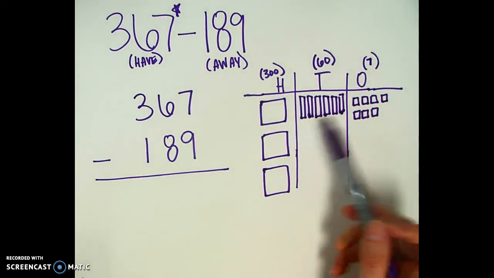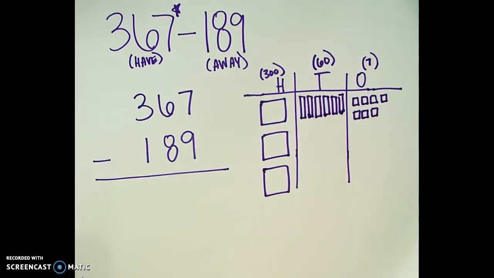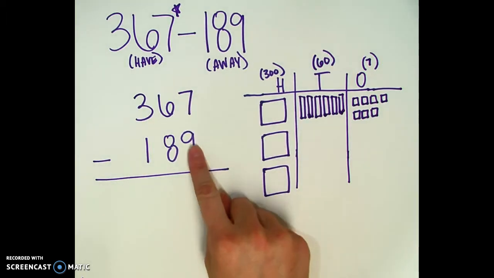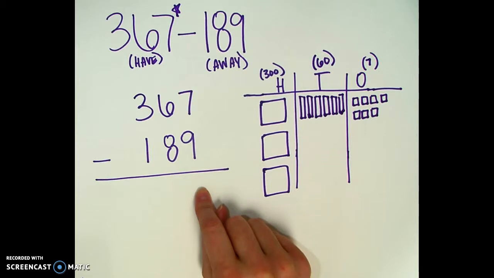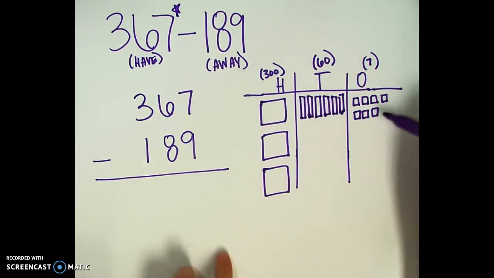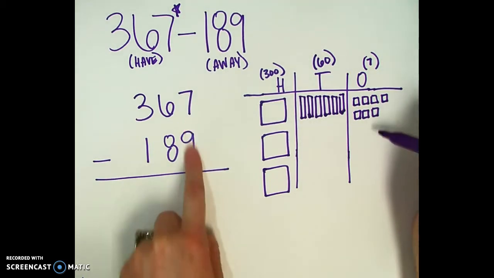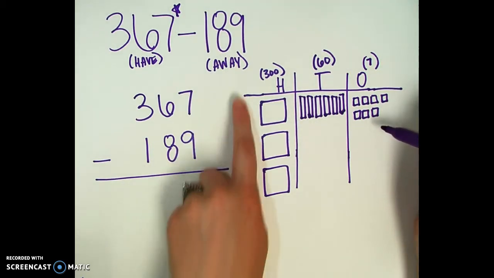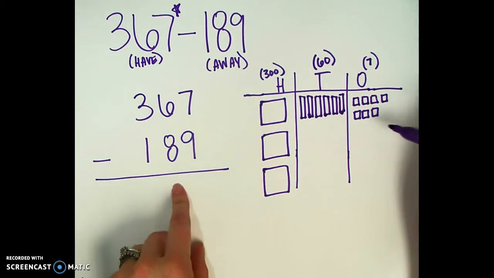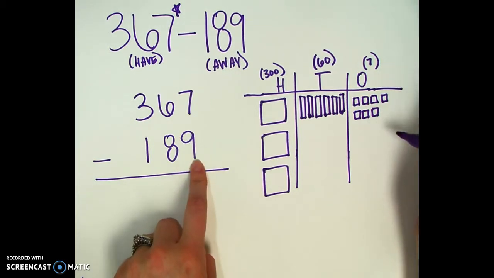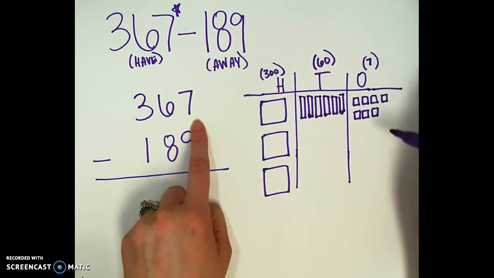Now, is it possible to take 189 away? Well, yeah, 367 is bigger than 189, so I can for sure take that much away. But the question is how? Because if I do 7 minus 9, we really can't do that. Can I take 9 away from here? No. I can't take 9 away from my 7, because this is the number I'm taking away. What I have to do is borrow. This is where the tricky part comes in.